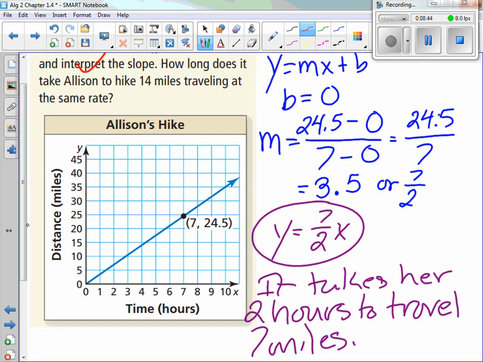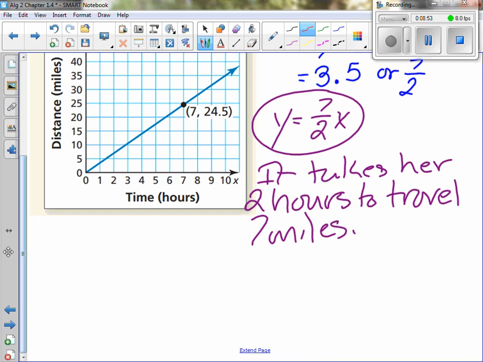What's the last thing? How long does it take Allison to hike 14 miles traveling at the same rate? Takes her 4 hours. So we could use an equation to solve this, but what do we know? It takes her 2 hours to travel 7 miles. So 14 would be what? 7 times 2, or 7 plus 7. So if we had 2, it's now what? 4.